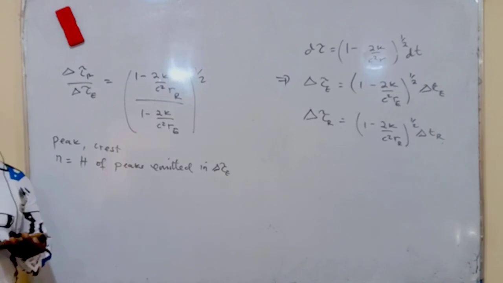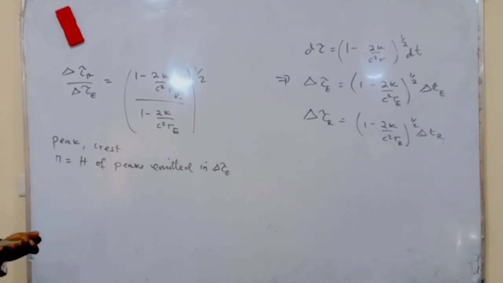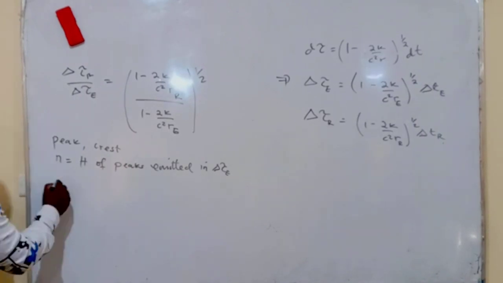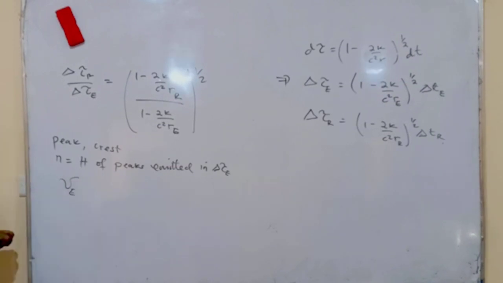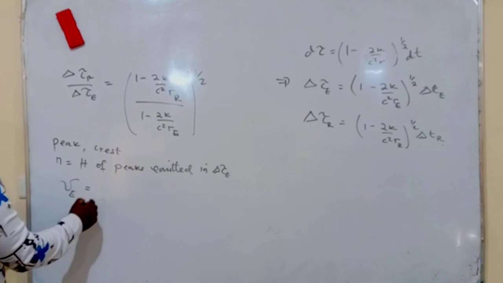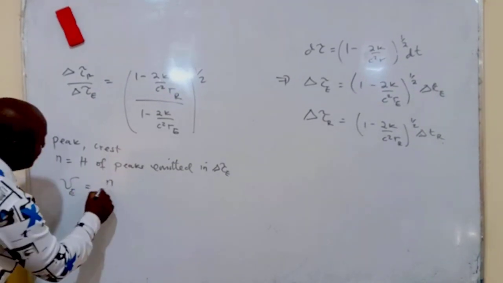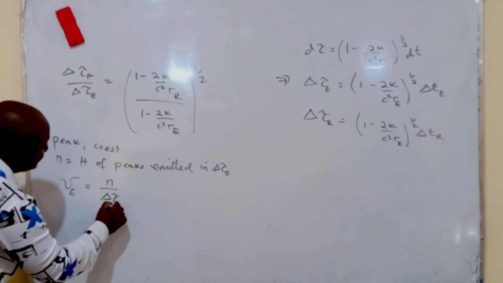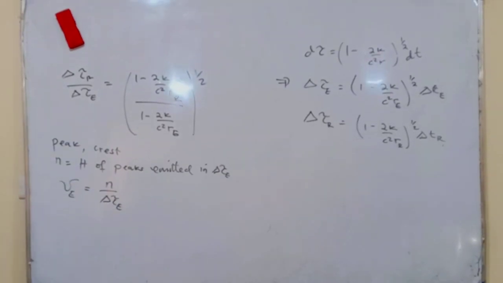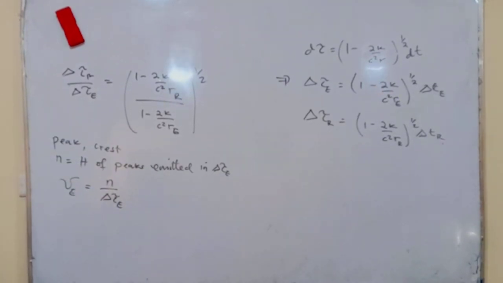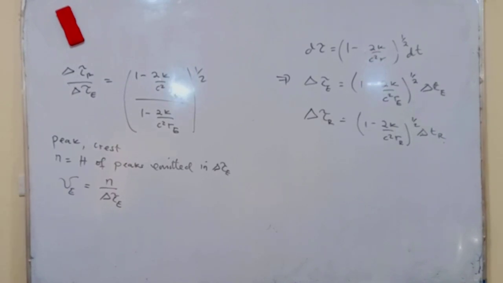Okay, if n of them are emitted in that time interval, then what is our frequency of emission? N over delta t_e. That will be our frequency of emission.